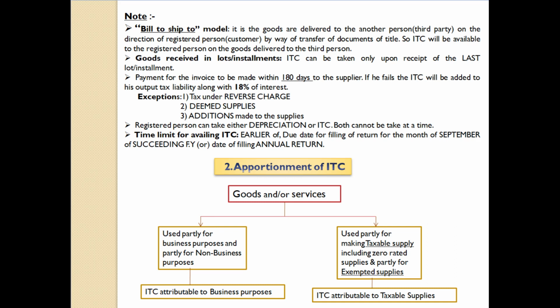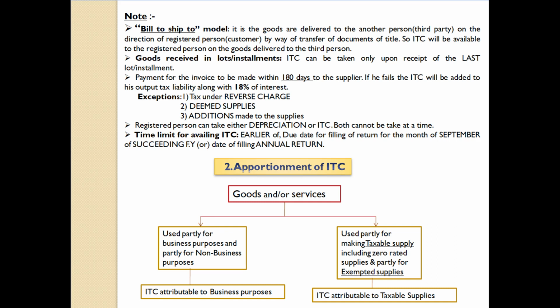And the last point is the time limit for availing the ITC on invoices relating to a financial year is the earlier of the due date of filing the return for the September month of the next financial year, which is 20th October, and the date of filing the annual return, which is 31st December of the next financial year.